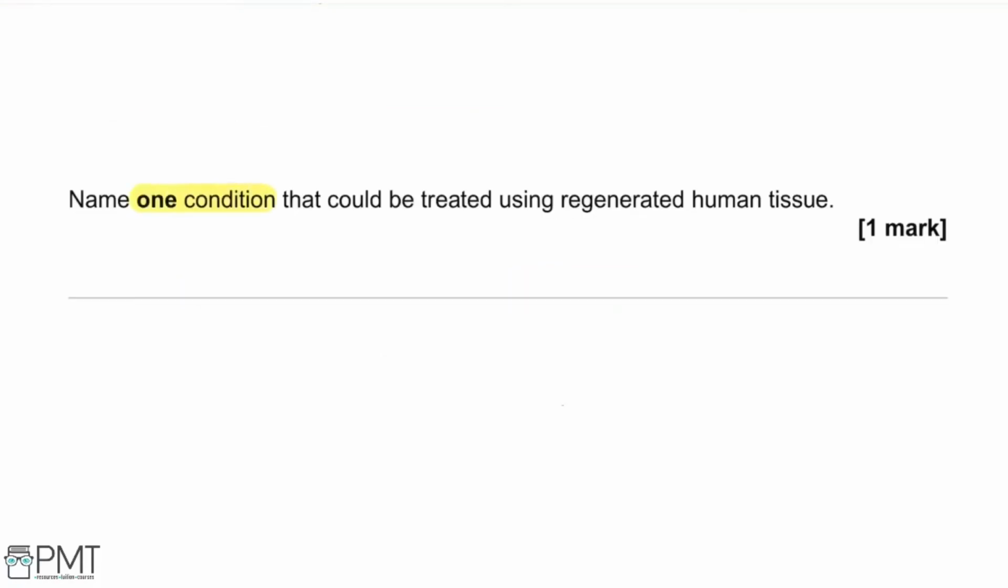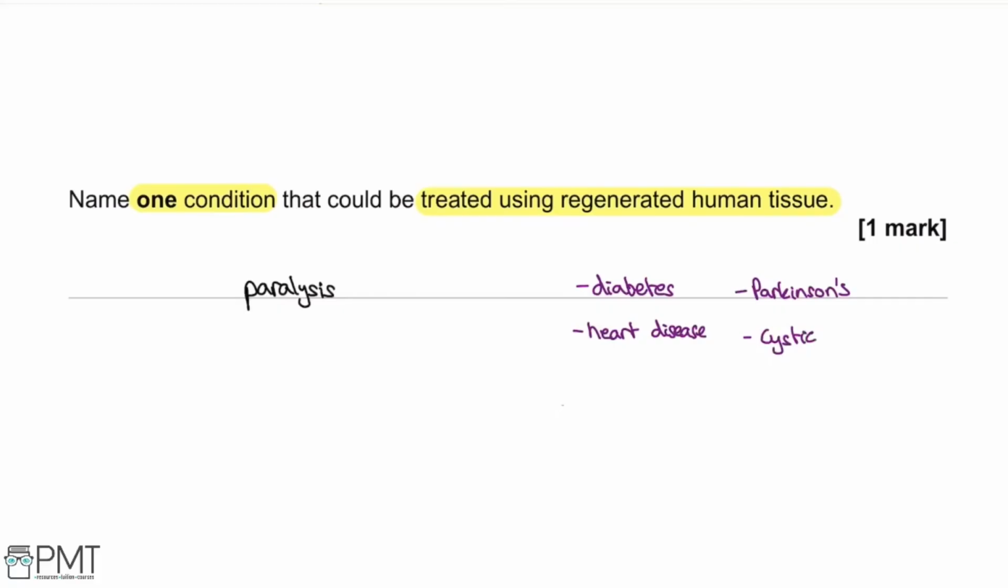Name one condition that could be treated using regenerated human tissue. So this question has quite a few possible answers that you can give. You could say paralysis, so this is often the result of a stroke or a spinal cord injury, so that's the kind of cells that you'd be replacing. There's diabetes, so type 1 for example is caused when there's damage to the beta cells in the pancreas. Parkinson's disease is to do with the loss of nerve cells. There's heart disease where some of the heart cells or the arterial cells are damaged. And then you can also treat patients with cystic fibrosis, cancer, or even physical burns.